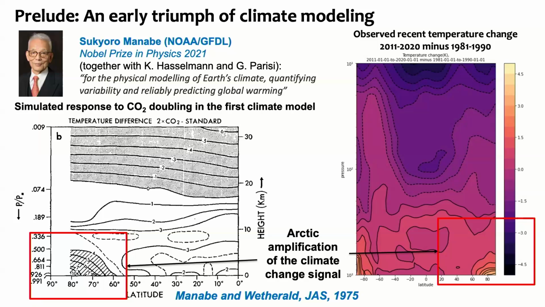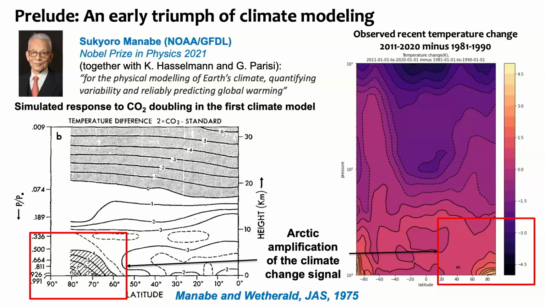Here is work by Suki Manabe, co-recipient of the Nobel Prize in Physics 2021, from the NOAA Geophysical Fluid Dynamics Laboratory. It was one of the first climate models, very simplified, but still a general circulation model. This is a half hemisphere, from the equator to the poles, conducted in 1975, where they simulated the response to CO2 doubling and what it would look like in the atmosphere from the surface to the top of the troposphere.